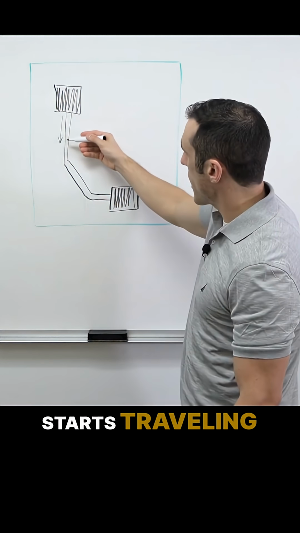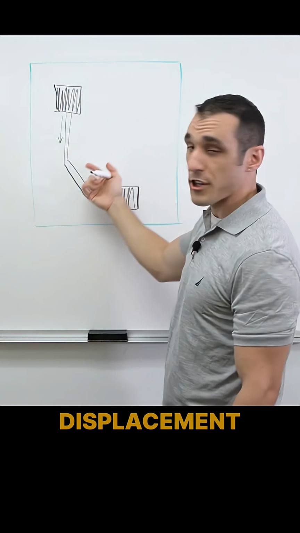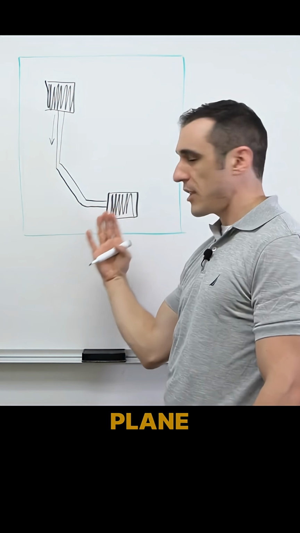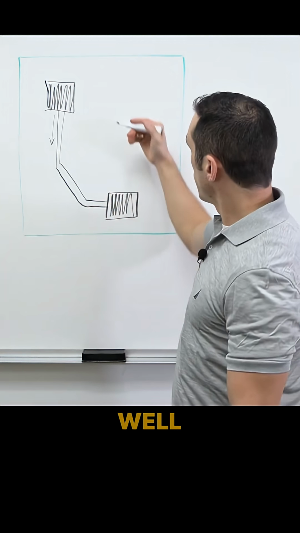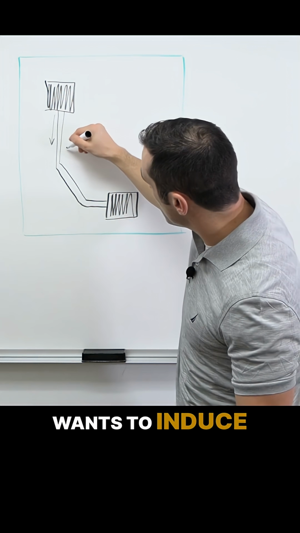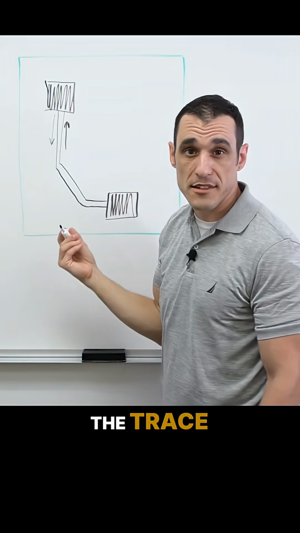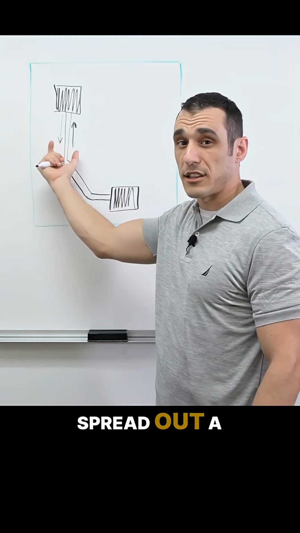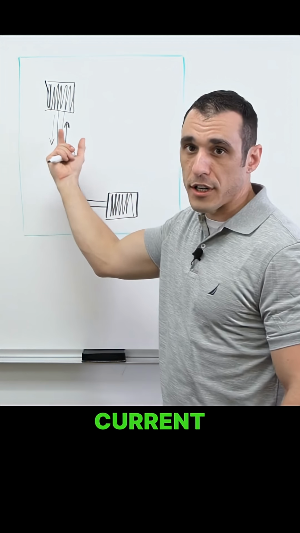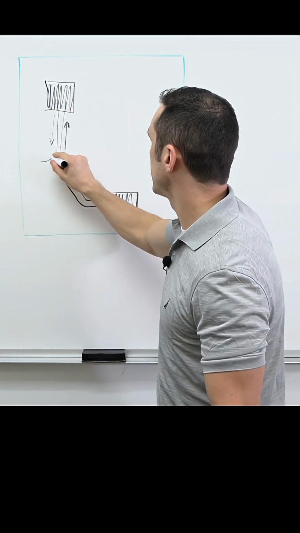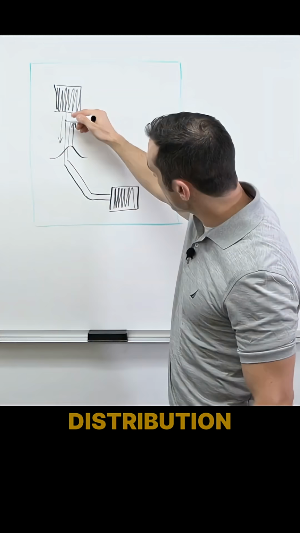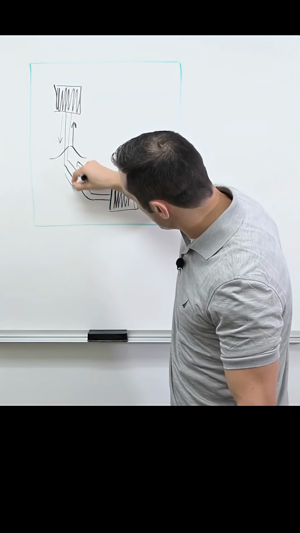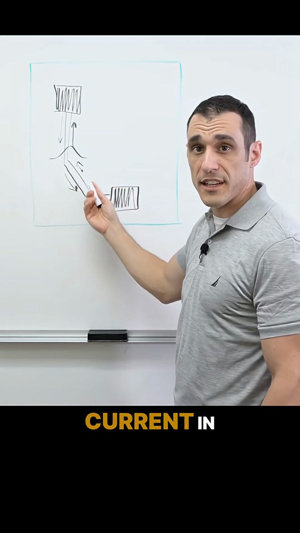And as my signal starts traveling, it induces a displacement current in the nearest ground plane. So let's just assume for a moment that there's a ground plane below this first layer. Well, what happens is the return path wants to induce directly below the trace. It's not exactly directly below the trace. What really happens is there's some current that's spread out a little bit below the trace. That spread out current follows roughly a Gaussian type distribution. Now, as the signal travels along this trace, it continuously induces this displacement current in the nearest ground plane.